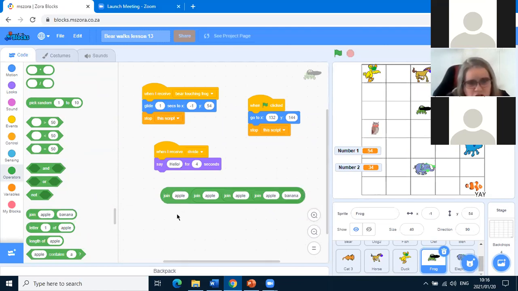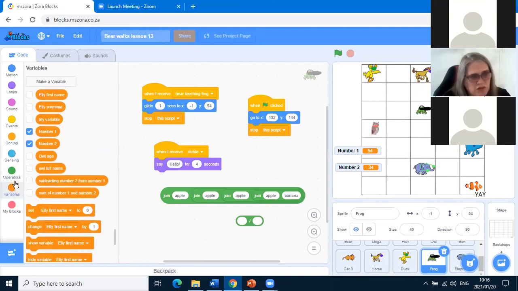I'm going to put in a number 1. It's actually going to be number 1 divided by number 2 equals, and then I'll put my calculation in there. And the operator for calculation is, you see the green operators? There's our divide sign. So we have our divide sign over here, and we're going to slot in our variables. Now the variables sitting over here, we have number 1 divided by number 2.